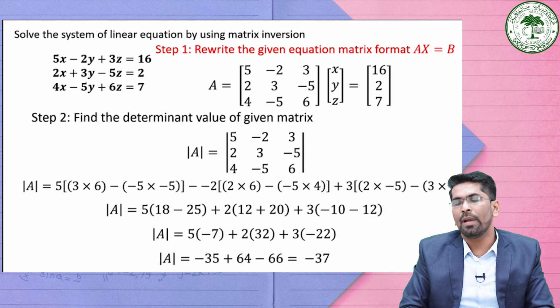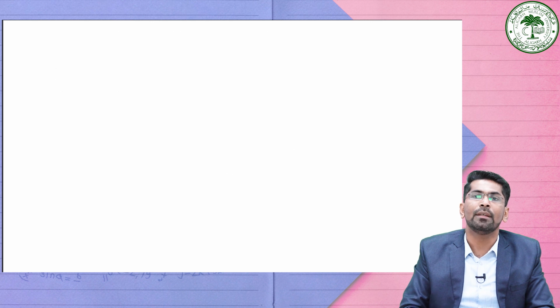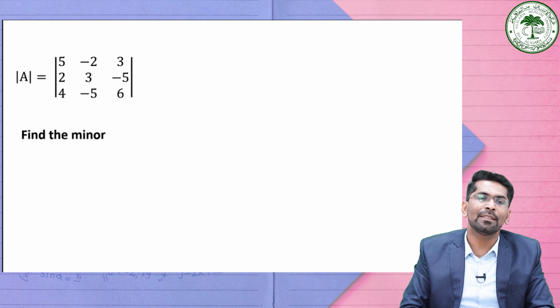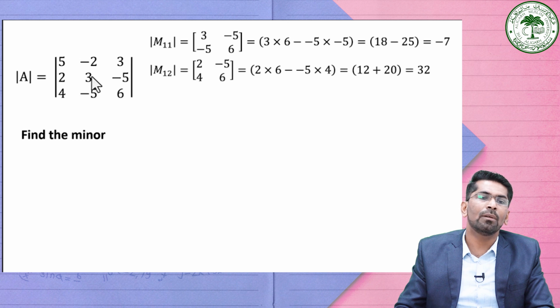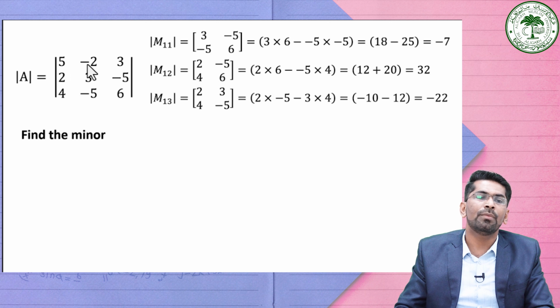After finding the determinant value of a given matrix, the next step is to find the minors of the given matrix. So what are the minors here? M11 is taking the first element and crossing the concerned row and column. It is 3 into 6 minus 5 into minus 5, which is 18 minus 25, which is equal to minus 7. Similarly, the second minor, considering the second element and crossing the concerned column and row, we have 2 into 6 minus 5 into 4, which is 12 plus 20, which is equal to 32. Similarly, we can find the third minor, crossing the first row and the third column, then it is 2 into minus 5 minus 3 into 4, which is minus 10 minus 12, which is equal to minus 22. Accordingly, we can find the remaining minors.